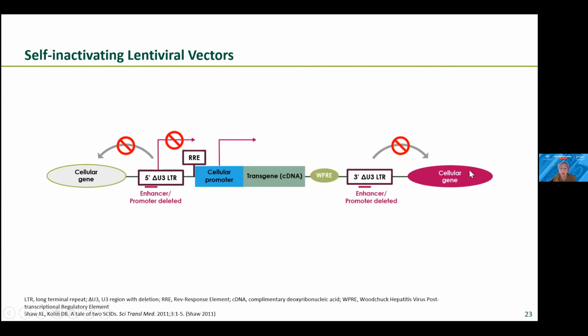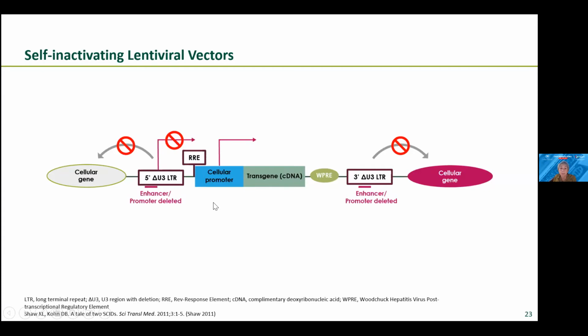With that, then we have to insert a cellular promoter to drive transgene expression. But this gives us the ability to use promoters that are maybe tissue specific or lineage specific or maybe constitutive and provide overexpression.